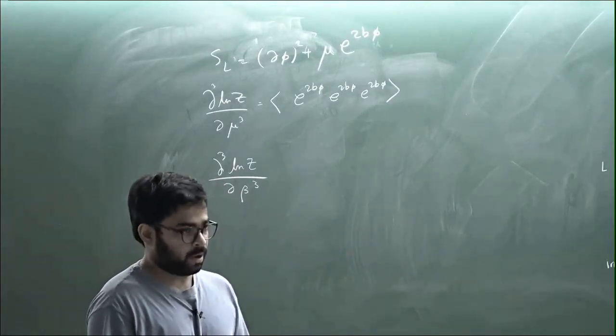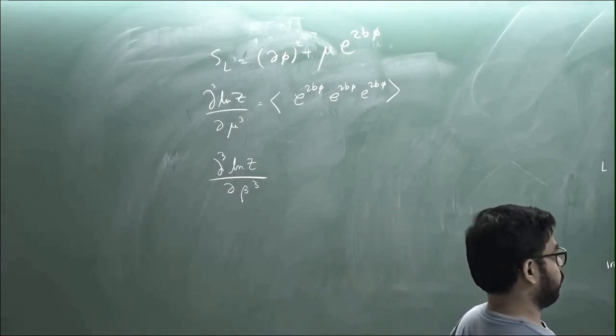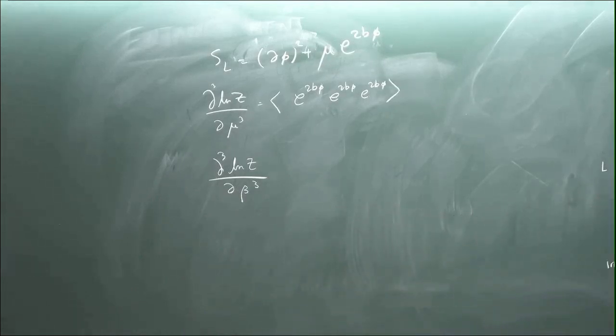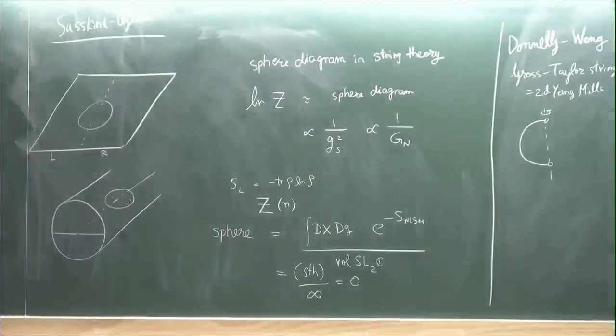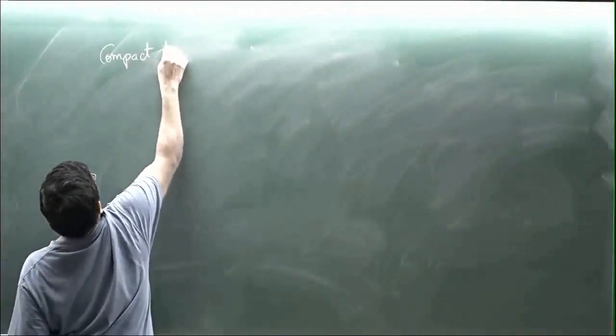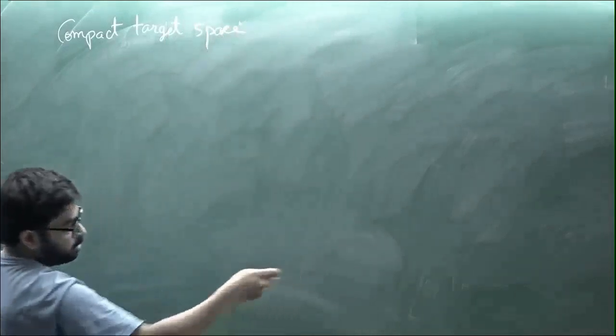Maybe let me just say one more thing and then we will be done. The one thing that I want to say is that this argument that the sphere 1-point function, the 0-point function, should be 0, is definitely correct when you have a compact target space. Then really there is no obstruction to making this argument that you have something finite divided by infinity.